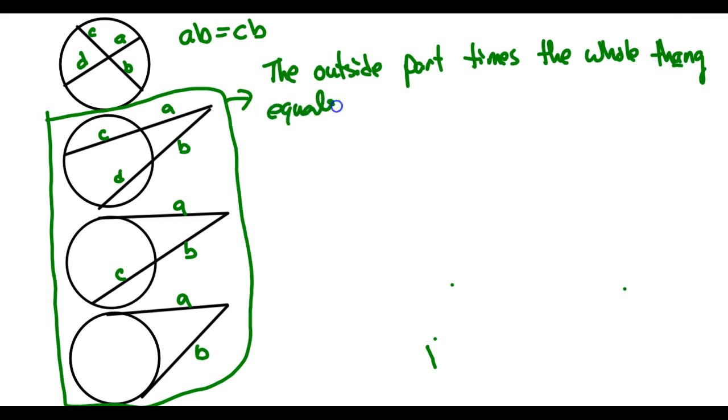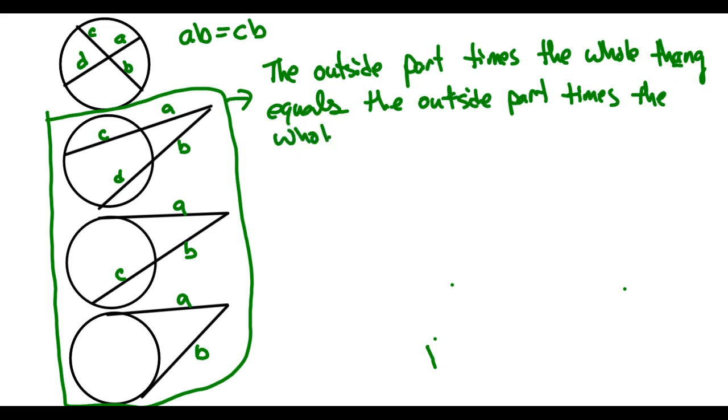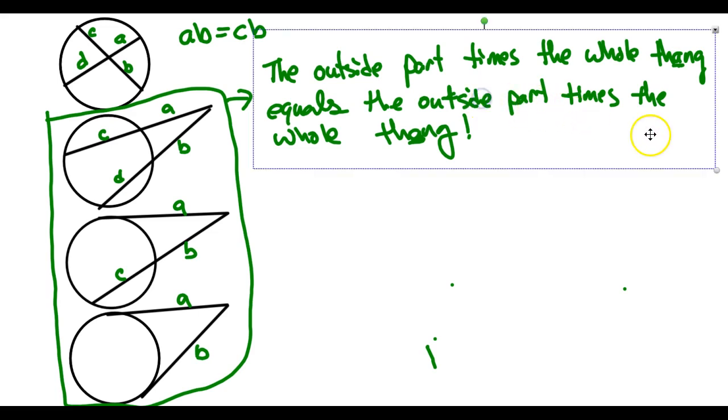equals the outside part times the whole thing. Hey, you just said the same thing twice, is what you're saying to me, but that's okay. It's the outside part times the whole thing equals the outside part times the whole thing, and I say that thing with an A for a reason. All right? And so let me show you what I mean by this.